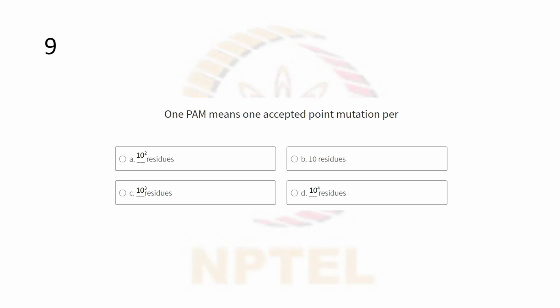So how to select the appropriate matrix, given that we have many matrices? The choice of the PAM level is often determined by the researcher's knowledge of the evolutionary relationship among the compared sequences. So here, 1 PAM means 1 accepted point mutation per 100 residues that have been observed.